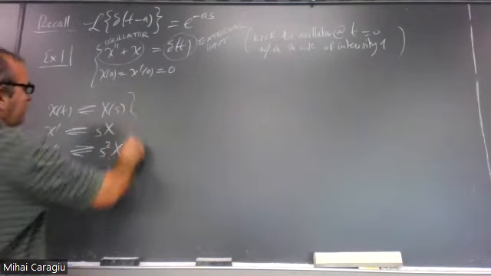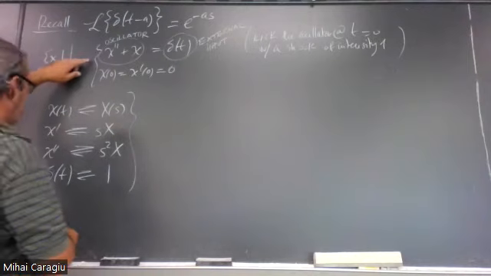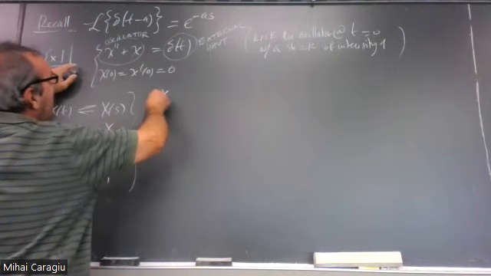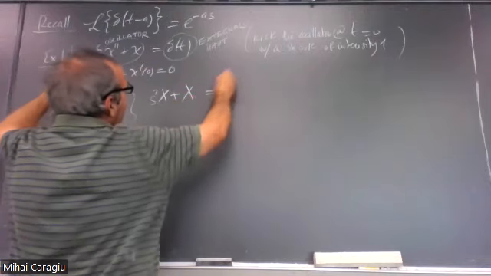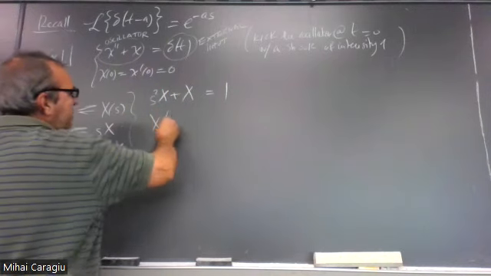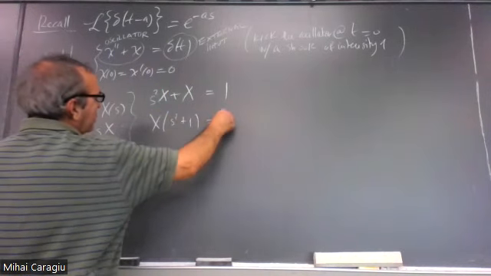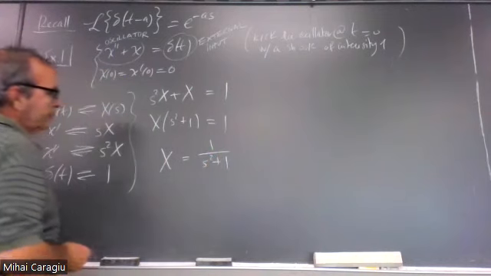Okay, with this, it's like a dictionary that transforms the t space to the s space. x second becomes s squared X. Small x becomes big X. Equals, delta of t becomes 1. Right? So big X times s squared plus 1 equals 1. Big X equals 1 over s squared plus 1.